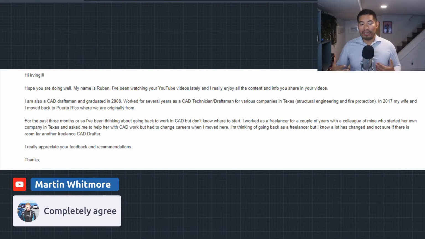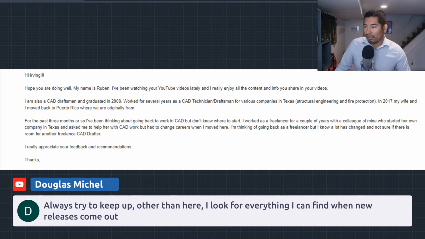But if you are up to date with the software and the features, you might know already that after 2017 we can convert PDFs to CAD lines inside AutoCAD, so you don't have to redraw anything. So that's just a small example of the importance of being up to date. Our friend Douglas says, always try to keep up. Other than here, I look for everything I can find when new releases come out.